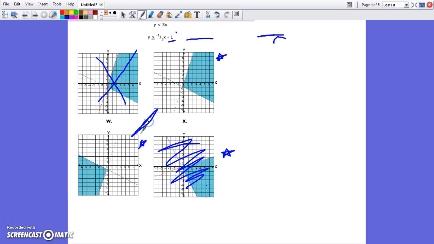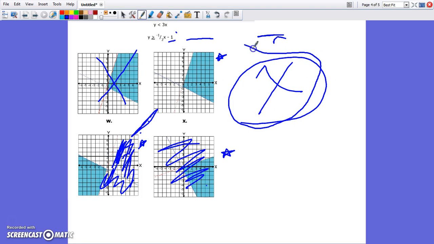Here, these two could be either one of these. It says that y is less than my positive slope. So here's my positive slope, and y is less than here. It would be here, so that one could be. And y is less than would be here. So this one is not shaded correctly. So yay, we have figured out that graph x is the correct graph for this set of inequalities.